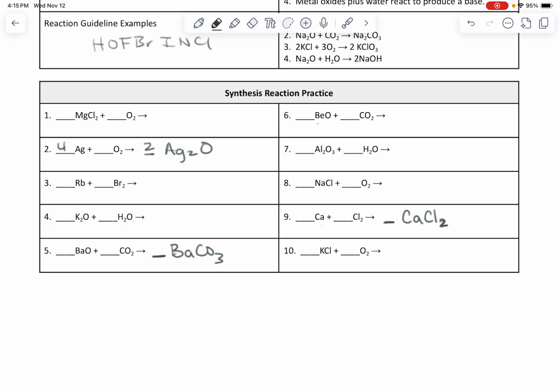Carbonate is our anion, and that means beryllium is our anion. Oh, what did I just say? Did I say the same thing twice? Carbonate is our anion, and beryllium is our cation. There we go. Got that one right.